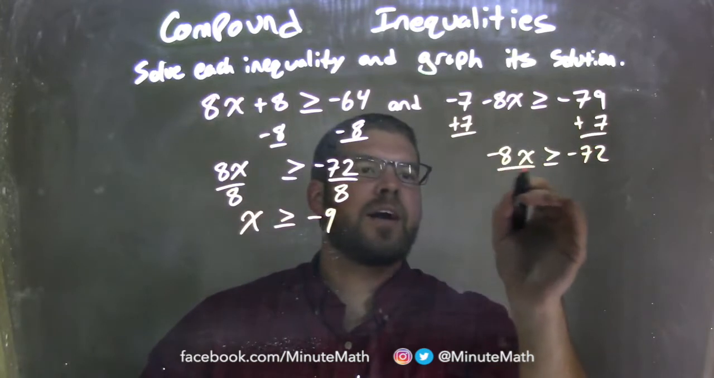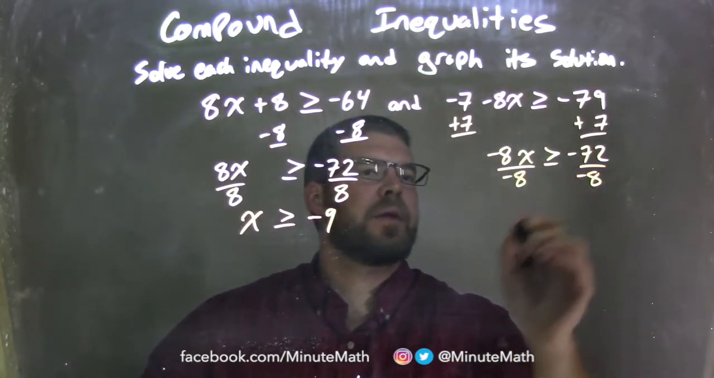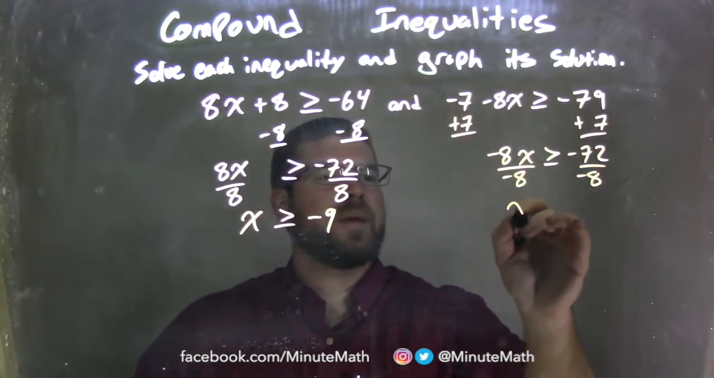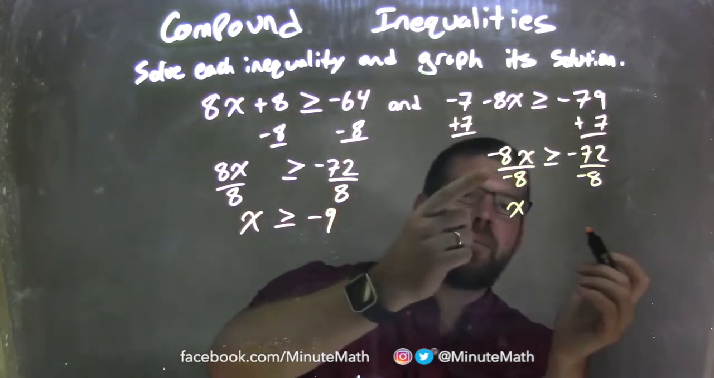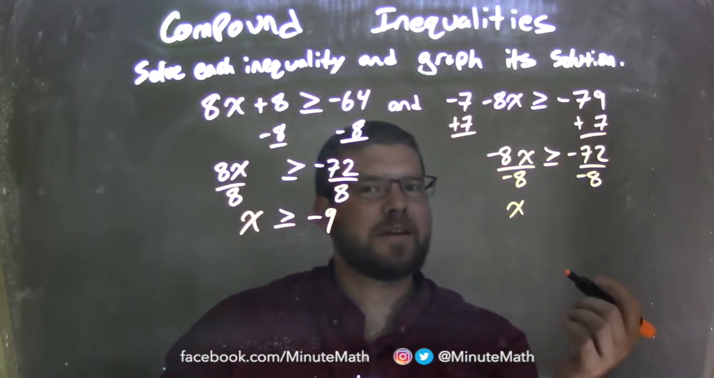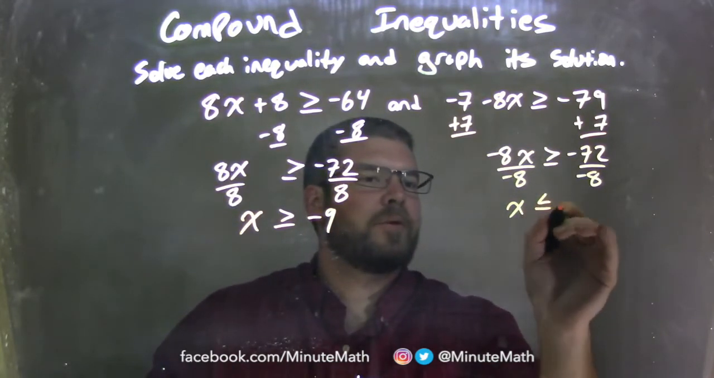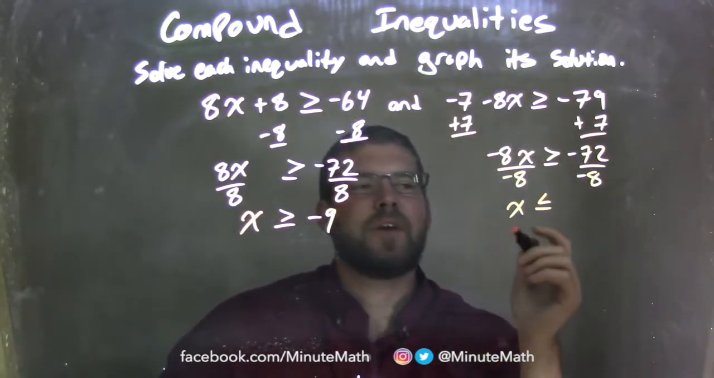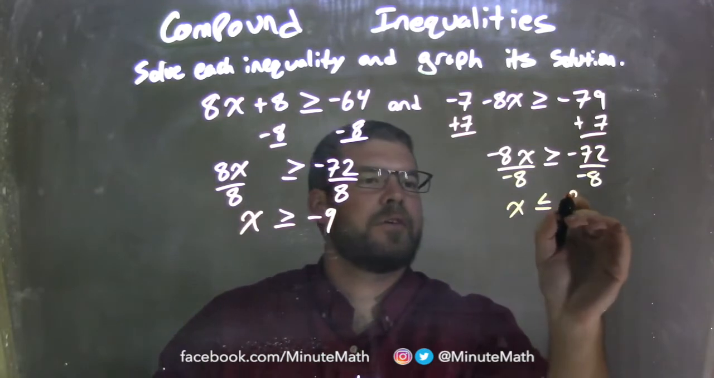I then need to divide by negative 8 on both sides. Divided by negative 8 on both sides gives me x by itself here. But since I'm dividing by a negative over the inequality, that greater than or equal to sign turns into a less than or equal to sign. So we have less than or equal to there. And negative 72 divided by negative 8 is a positive 9.